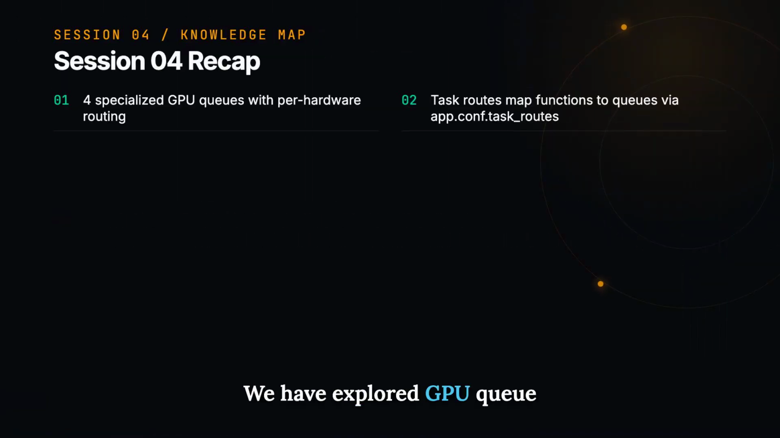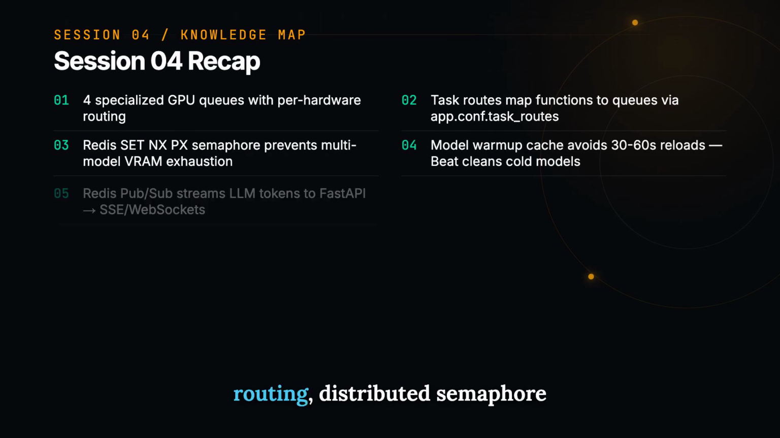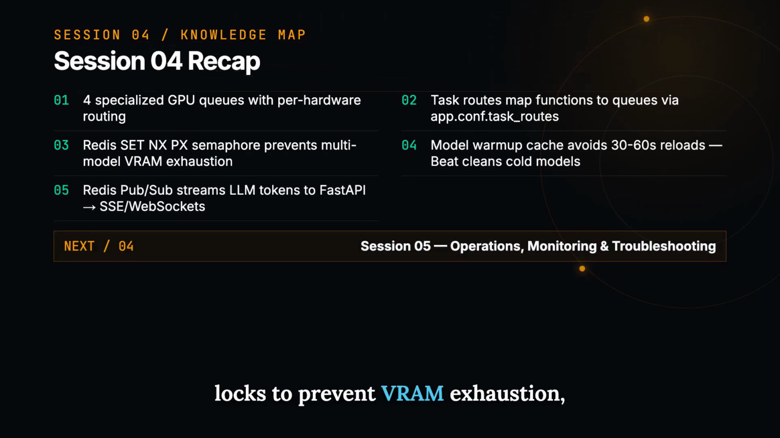We have explored GPU queue orchestration with specialized routing, distributed semaphore locks to prevent VRAM exhaustion, model warm-up caching with periodic cleanup, and streaming inference results over Redis PubSub. Session 05 will cover operations, monitoring, and troubleshooting in production.